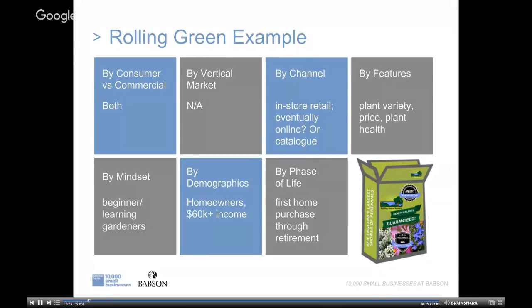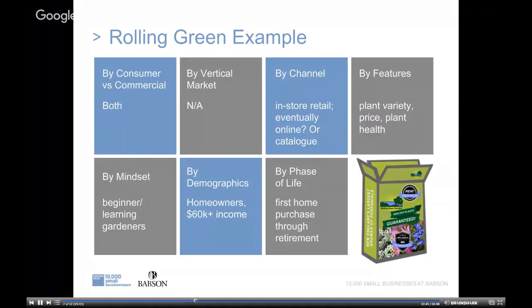Rolling Green segments its customers currently by consumer versus commercial: people who are residential owners or live in an apartment who buy plants and seeds, versus commercial landscapers. It doesn't really make sense for them to segment by vertical market, so that's not a segmentation that they use. But they could segment by channel. Currently, Rolling Green only sells in-store retail, but eventually they want to try to sell online or maybe even nationally distribute their products in a catalog.